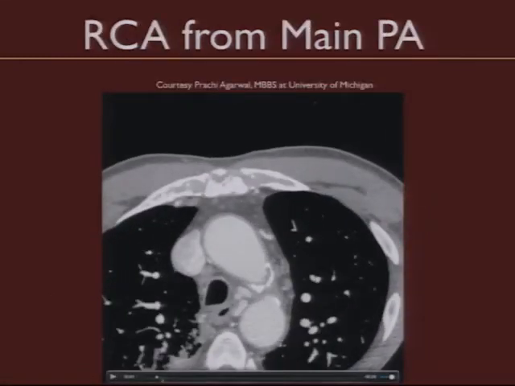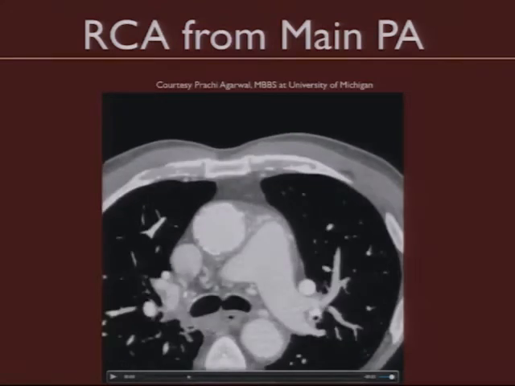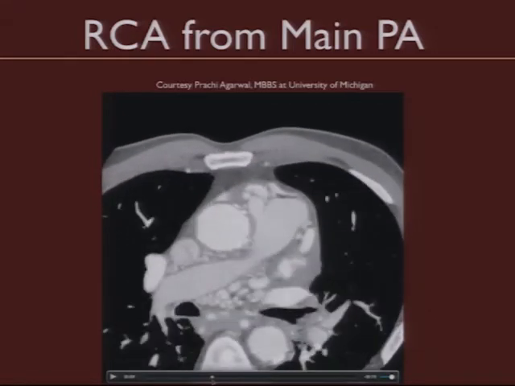Here's a nice case lent to me by Prachi Agarwal from Michigan. You'll see that there's lots and lots of collaterals in the mediastinum. A lot of these collaterals are actually bronchial arteries, but some of these are actually coronary arteries. And this is a much more rare case.